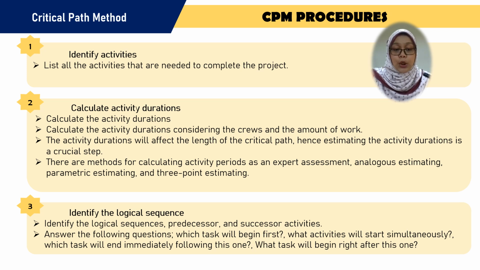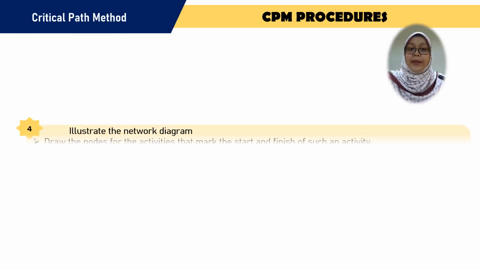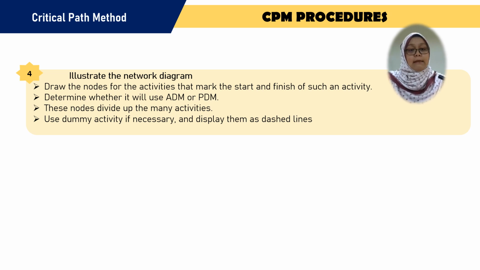Then, when you can identify the logical sequence, we can go to the next step, illustrating the network diagram. So we draw the nodes for the activities that mark the start and finish of each activity. Determine whether it will use ADM or PDM. These nodes divide up the many activities. So use dummy activity if necessary and display it as a dashed line.